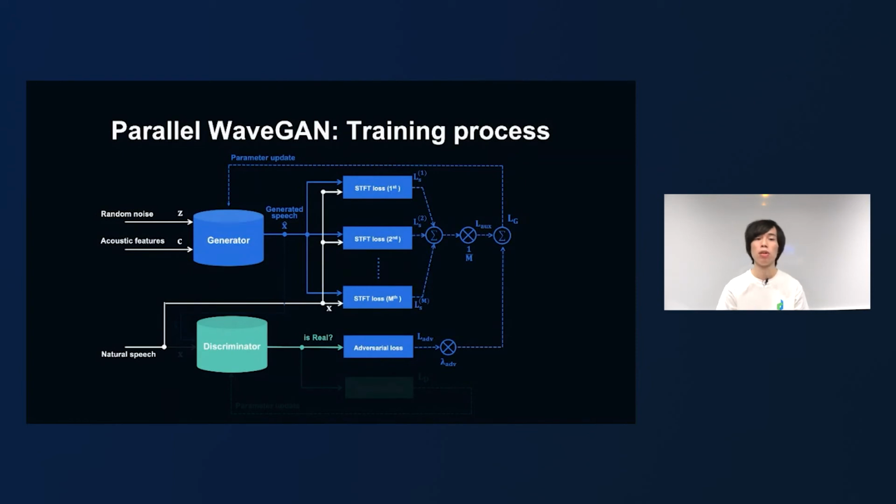Next, the generator is trained to minimize the sum of the STFT loss with multiple resolutions and the adversarial loss caused by the action of trying to deceive the discriminator. By repeatedly training the discriminator and the generator until there is a convergence, the generator will be able to generate speech waveforms that are indistinguishable between real and fake. That is the training process.